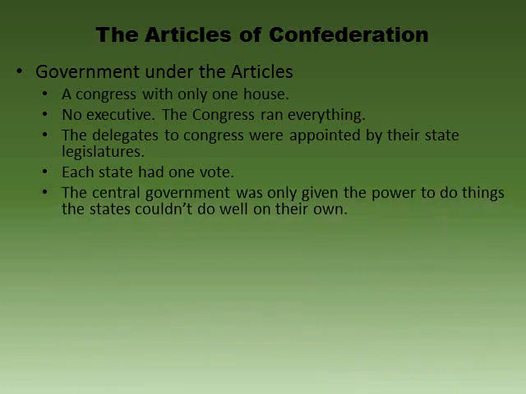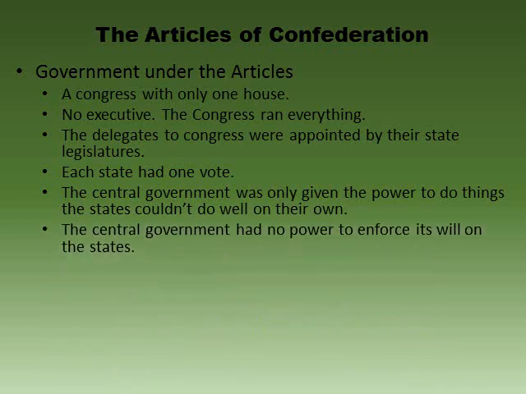The central government was only given the power to do certain things that the states couldn't do well on their own. Its power was very, very limited because, again, the states didn't want to give up their independence and their power. They were fighting for their independence. They didn't want to replace the strong central government of the British with another strong central government. So by and large, they wanted to manage their own affairs. The central government had no power to enforce its will on the states.